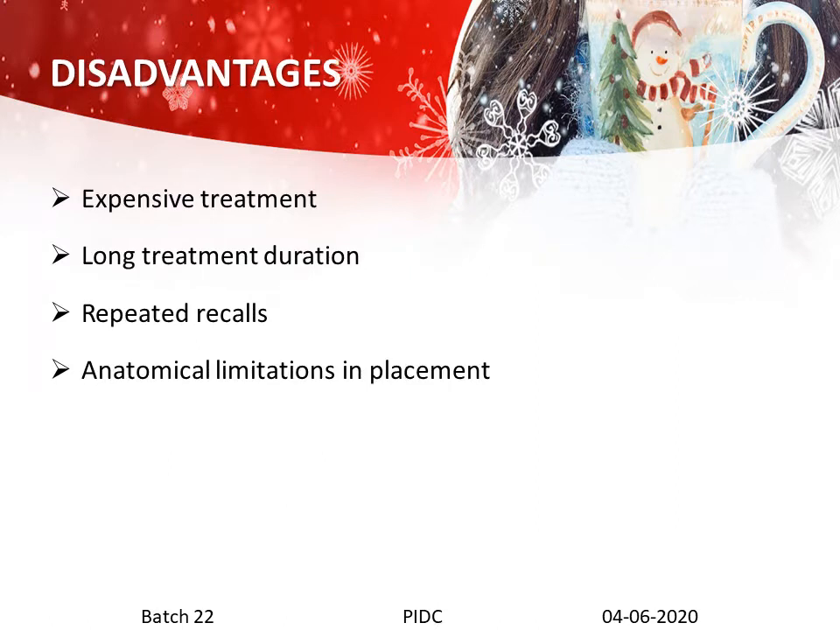The main disadvantage is the expensive treatment which the patient has to bear, so that is the main problem, and long treatment duration. If it is a two-staged surgical procedure, the patient has to wait long to get the prosthesis done. Repeated recalls, mainly because the implant has to be maintained so that oral hygiene doesn't interfere much with the tissues. Anatomical limitations while placing.